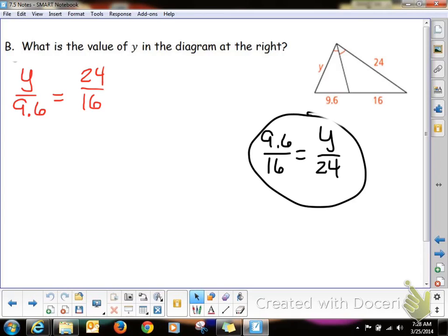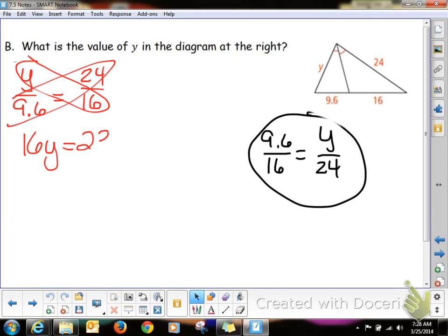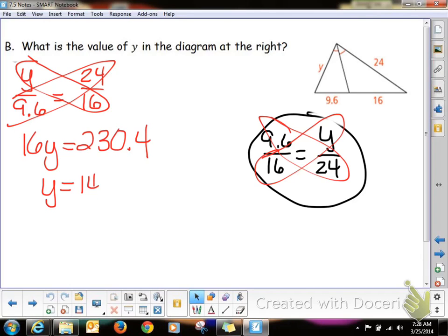So I'm going to use the cross product property. 16y is equal to 9.6 times 24, 230.4. If I did this one, I would get the same thing. And when I use the division property, I'm going to get that y is equal to 14.4.